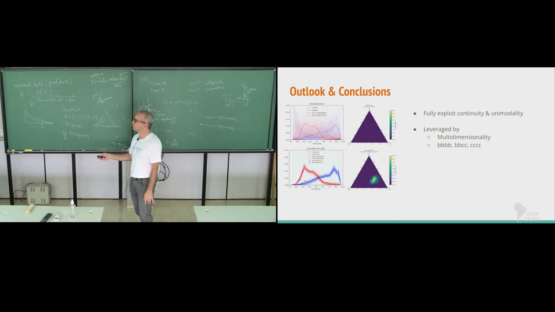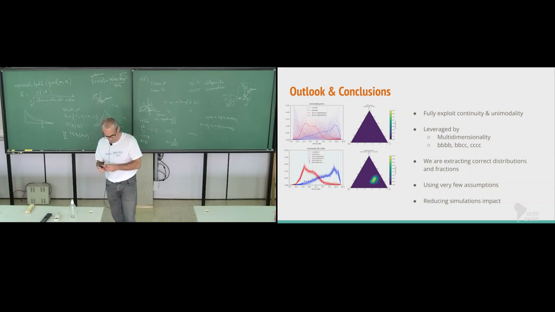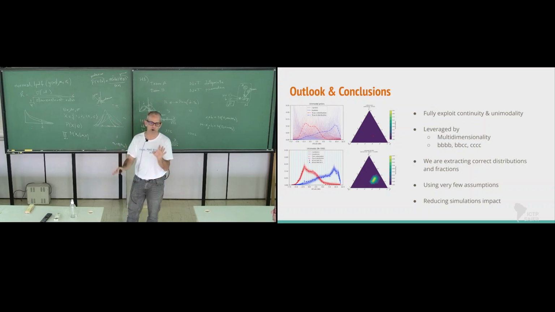Then we improved it with arbitrary curves, and we saw that it also works, but here we are not using the masses, just the flavor. We are putting building blocks into our main chimera, which is HH to 4 bottom. We are extracting the correct distributional fraction with very few assumptions. We reduce the simulation impact, of course, and we increase the modeling impact. There is a model going on here, and that's a problem that has to be explored.